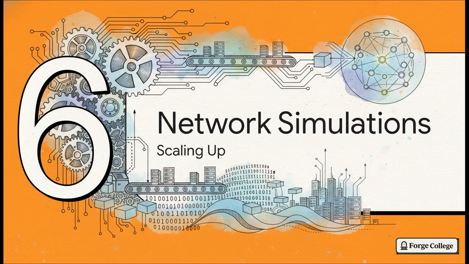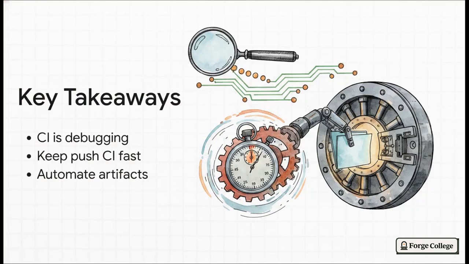Finally, Section 6, getting ready for network simulations. As we wrap up our assembly line construction, let's review the core philosophy. Always treat CI as non-interactive debugging. Design your tests so they leave behind all the breadcrumbs you'll need. Second, keep your push-triggered CI incredibly fast. Focus on deterministic unit tests there, and save your massive multi-node network simulations for scheduled nightly pipelines. And of course, always automate that artifact capture for your post-mortem forensics.